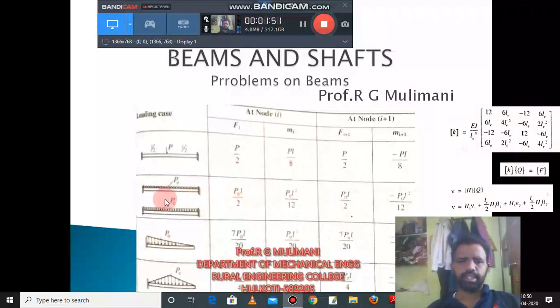It depends upon the configuration of the element. If it is loaded at the midpoint, then you consider this equation. If it is loaded with UDL for the whole length, then you consider these forces and moments. If it is a UVL, you consider these forces and moments. Similarly for a UVL of this type, you consider these forces and moments.